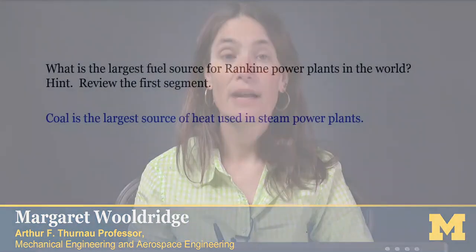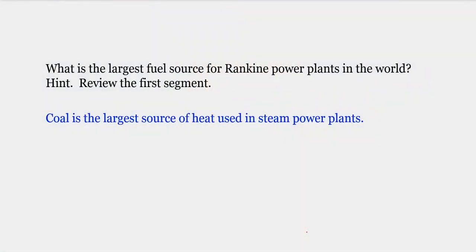Welcome back. So what is the largest fuel source for Rankine power plants in the world? Now, hopefully you went back and reviewed your notes from earlier. Coal is the single largest source of heat used in these steam or Rankine power plants. We also have nuclear as a means to produce heat, but coal is number one.